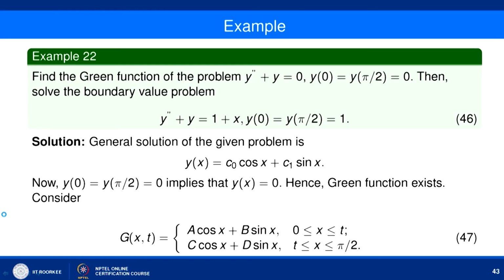Okay. So now let us consider one simple example based on whatever we have just presented. Find the Green's function of the problem y double dash plus y equal to 0 with the boundary condition y of 0 equal to y of pi by 2 equal to 0, and then we want to solve the non-homogeneous problem, that is y double dash plus y equal to 1 plus x, and non-homogeneous boundary condition as well, that is y of 0 equal to 1 and y of pi by 2 equal to 1.